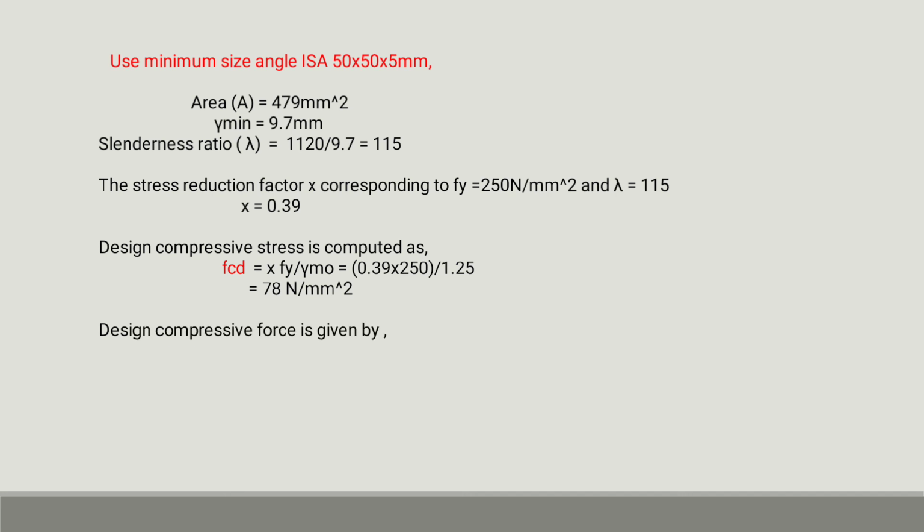So design compressive force is given by PD is equal to, we know that formula, PD is equal to A into FCD. Our A is already known, 479. So FCD is 78, we found in the previous step. So PD answer is 37.36. So this is greater than 10.42. So hence safe.